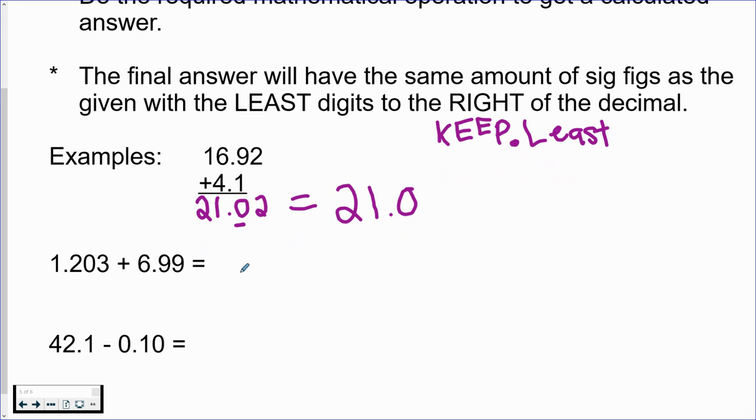So for the next one, what we're going to do is we need to add those two numbers together. So with your calculator, take 1.203 plus 6.99. It gives us an answer of 8.193. Now, we need to round. According to SigFigs, we're going to the least to the right of decimal, the least. So this has 3 and this has 2. So my final answer can only have 2. So we're looking at the 9. So behind the 9 is a 3. It doesn't round it, giving us 8.19.